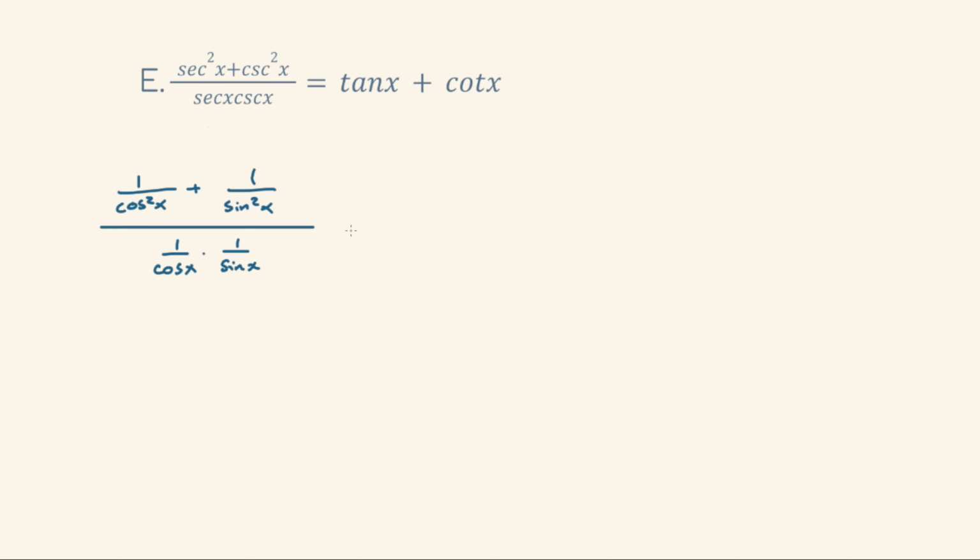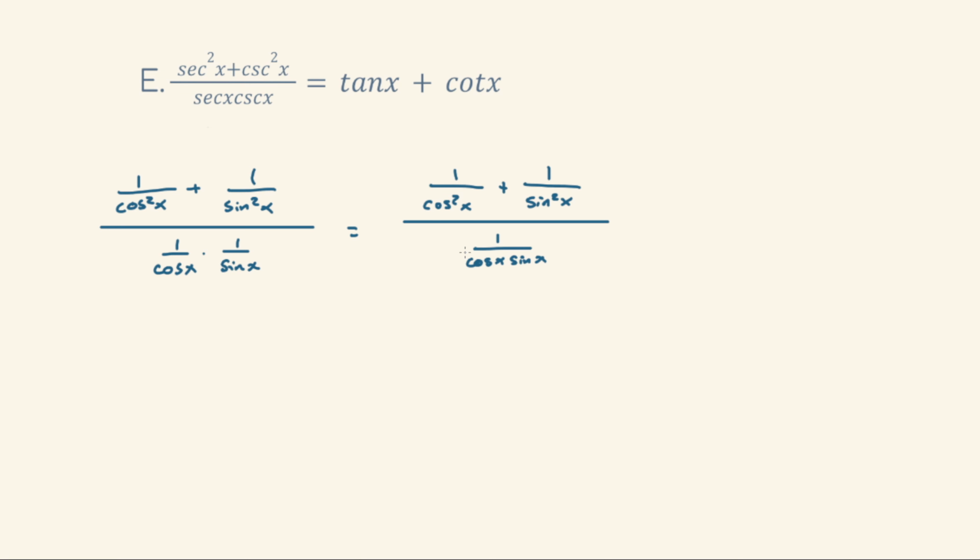Okay, and here, actually, since we're multiplying these two fractions, top times top is just 1. Bottom times bottom is just going to be cos x sine x. So let's just write that real quick. We got 1 over cos squared x plus 1 over sine squared x. That's going to be divided by 1 over cos x sine x. Okay. Now this looks kind of awful. We're dividing by a fraction here, and we have two fractions in the numerator.